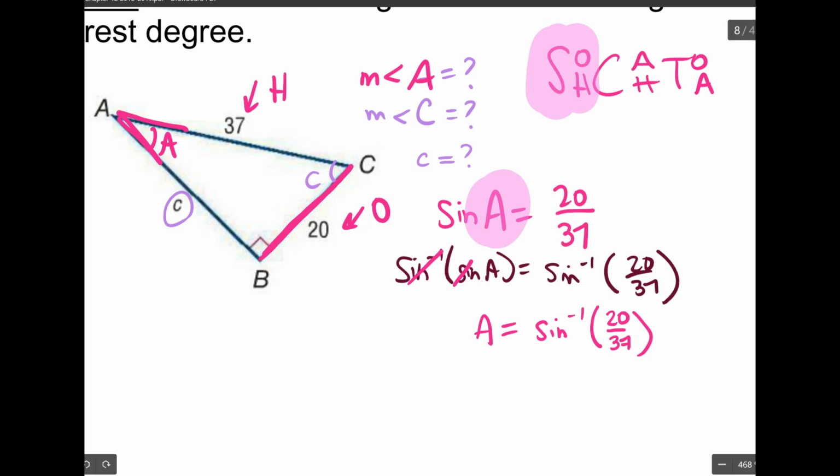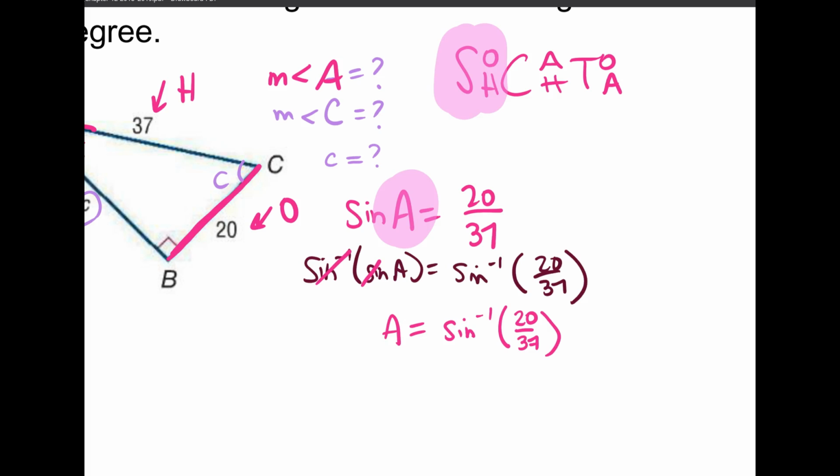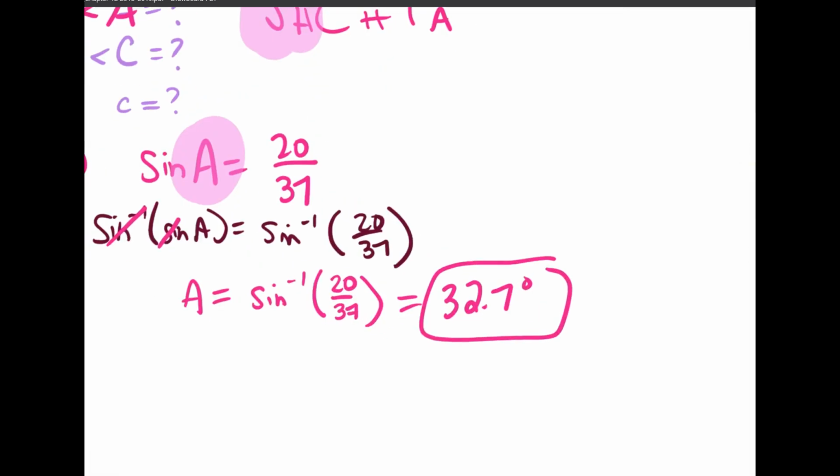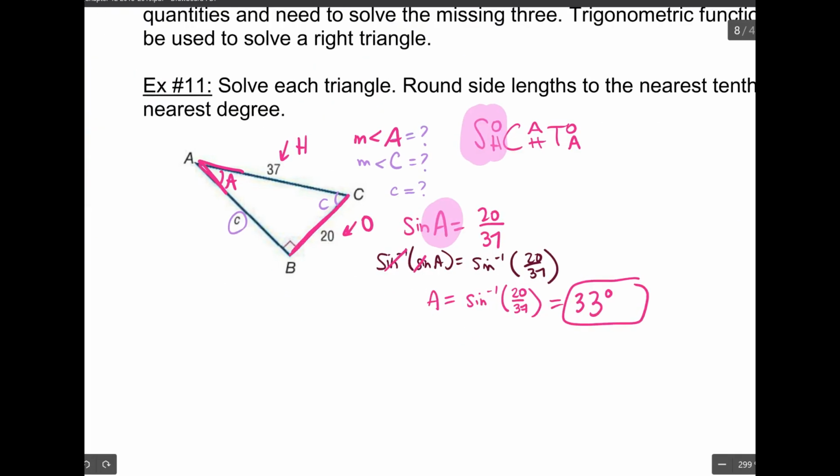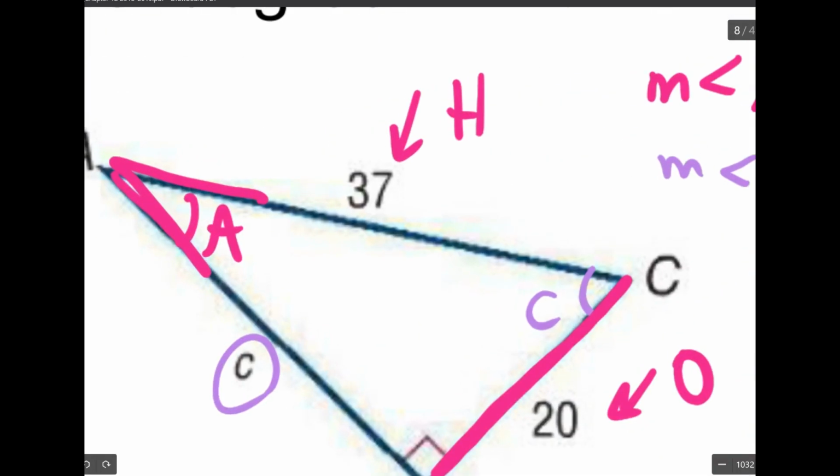Alright, so what is sine inverse of 20 over 37? 32.7. 32.7 degrees. Oh wait, are we supposed to do the nearest angle? Yeah, nearest angle says 33. Okay, so I'm going to come back up here. I know this angle now. I know it is 33 degrees.